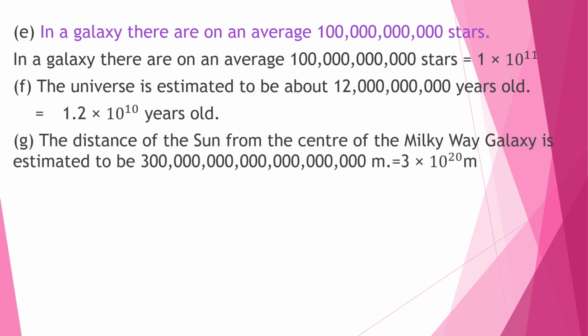The distance of Sun from the center of the Milky Way galaxy is estimated to be this. It is given. So after the first digit all are 0. So after the first digit we can put a decimal point. All are 0, so no need to write. So we can write 3 into. Now we can write the power of 10. For that you can count the number of digits on the right side of 3. There are 20 digits. So the standard form is 3 into 10 raised to 20 meter.